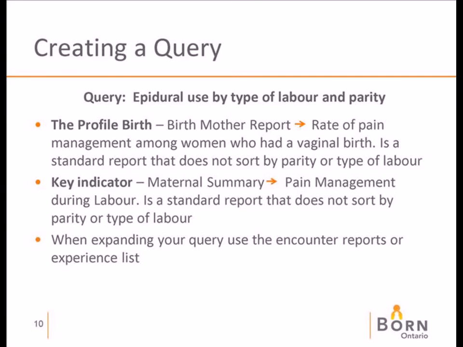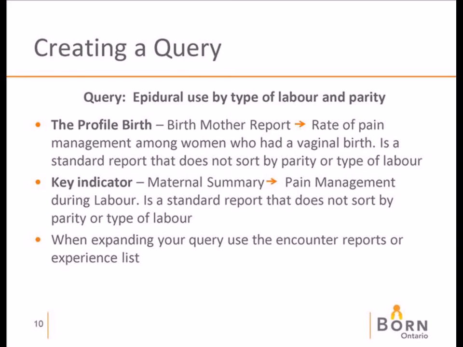So we're going to take you through a query. For instance, this site wanted to know what the epidural rate is by type of labor and parity in their hospital. So the reason you can't see this in the profile of birth report, there is a standardized profile report that provides us with the rate of pain management in women who had a vaginal birth. But that's all you get. It's a standard report, and you can't dive deeper by parity or by type of labor. You just know what the pain management strategies are in your hospital for women who had a vaginal birth.